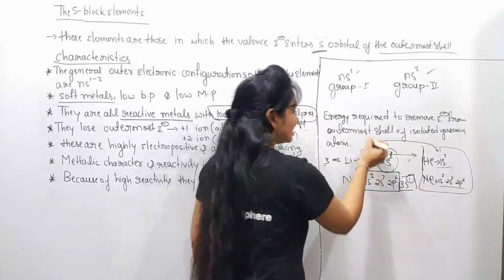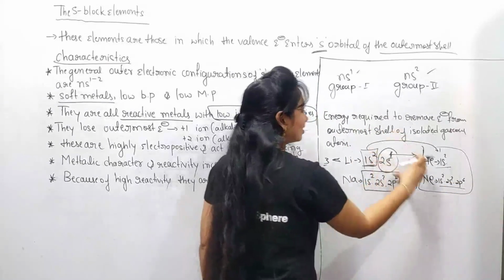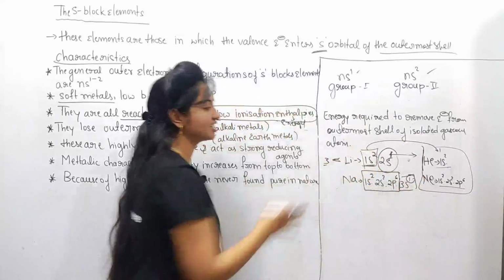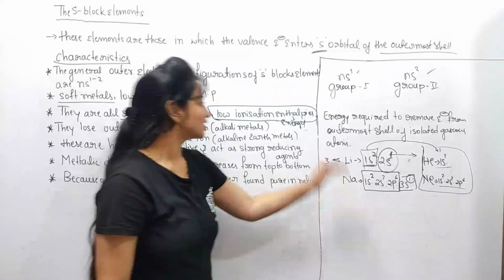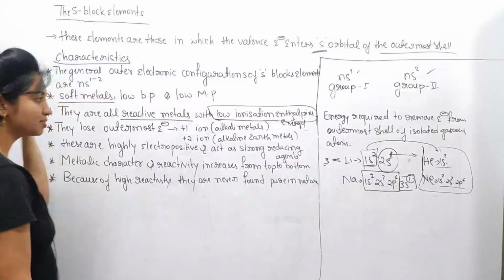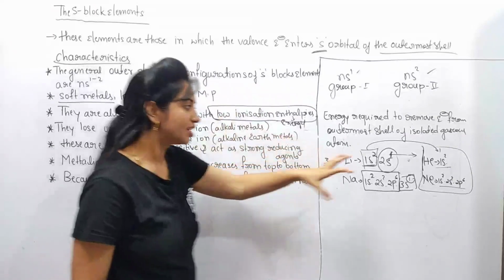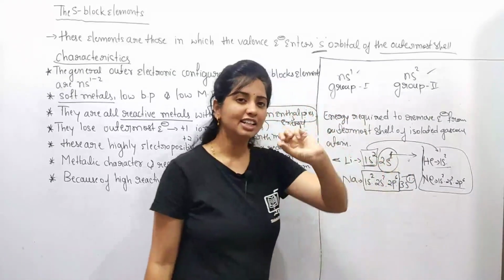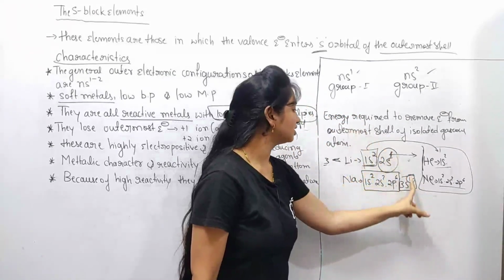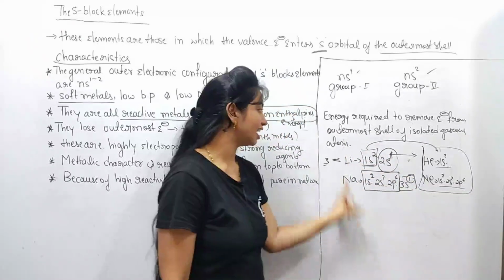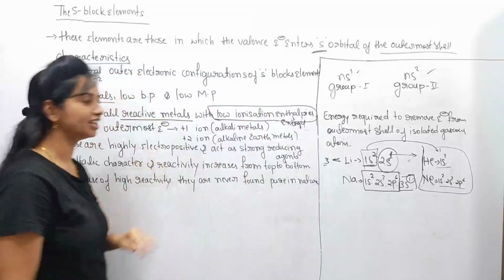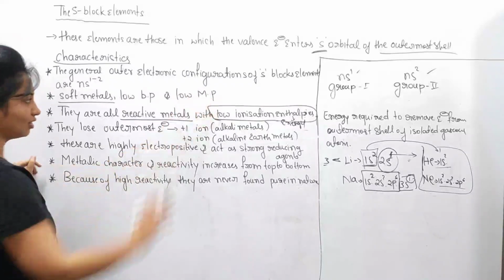So it easily loses one electron to attain its stable configuration. That's why the S block elements have low ionization enthalpy, meaning we want a little amount of energy to remove these electrons from these elements. This is called low ionization enthalpy.